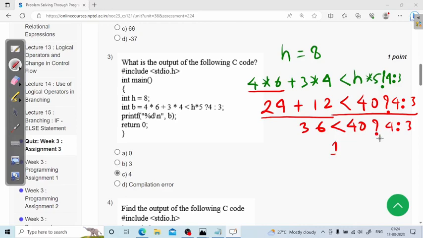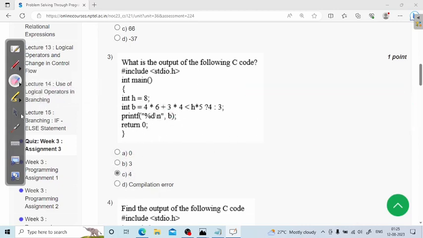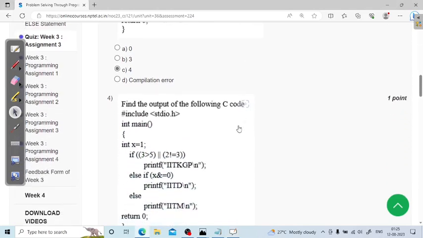Now if you remember, this is the ternary operator, and if the condition is true, it will go and execute this section, that is 4. So we'll get the output as 4 here. Clear? I hope it's clear to everyone. Now let's move to the next question.